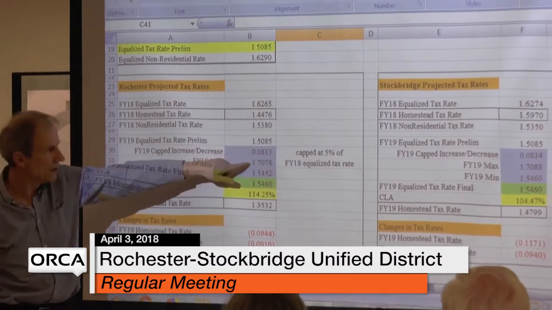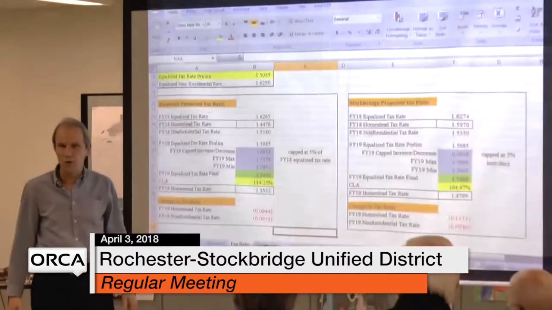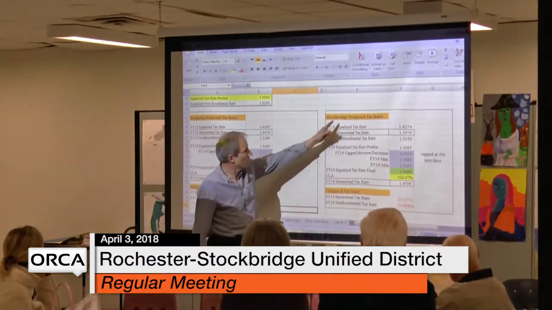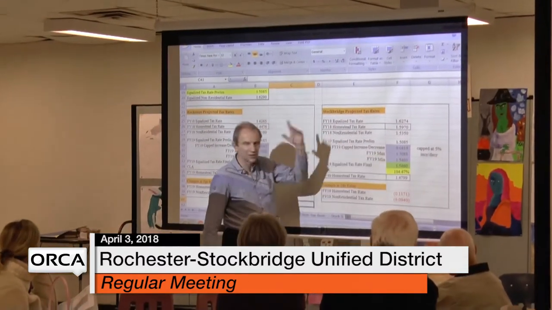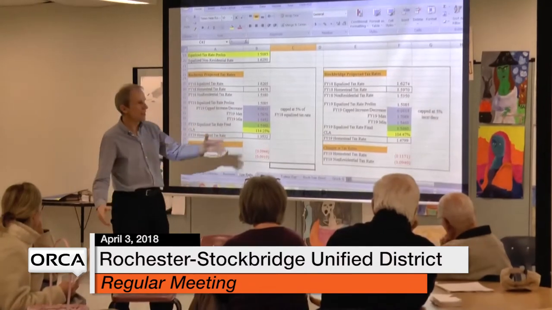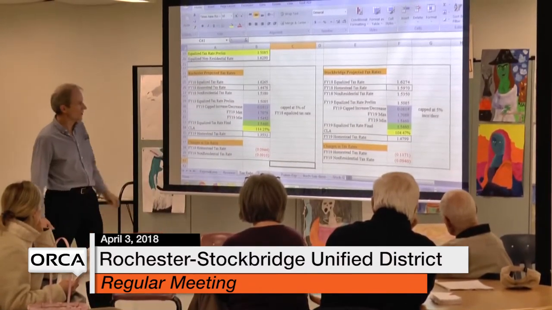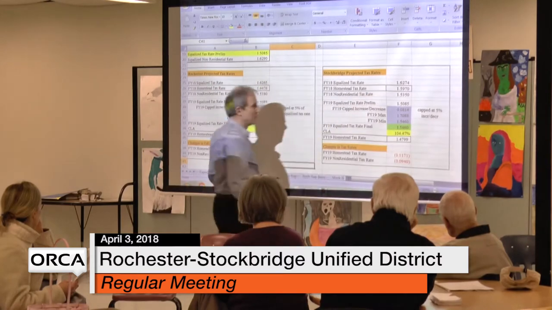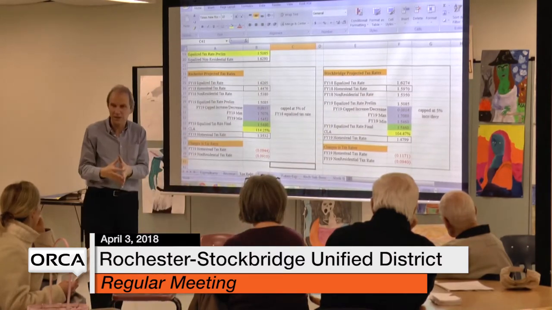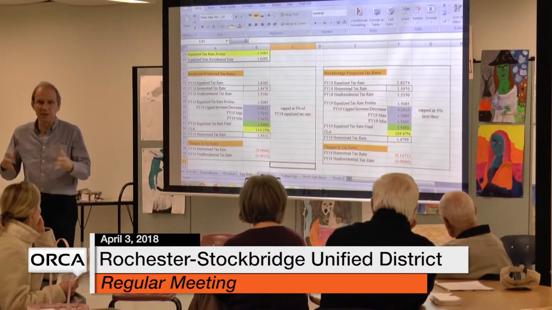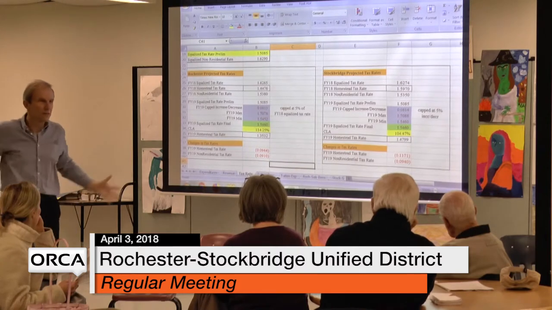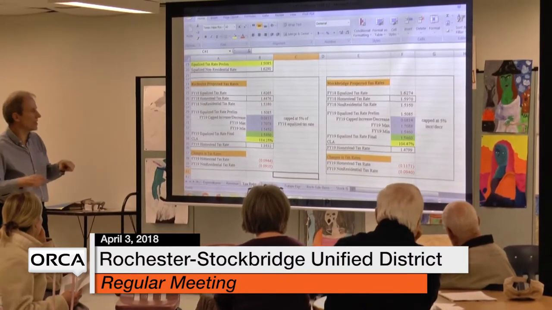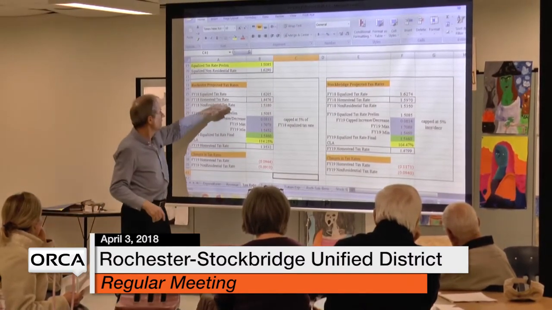So it must be between $1.70 and $1.54. For Rochester and for Stockbridge, between $1.70, it's the same because we have the same equalized tax rate, very similar tax rates. Last year they were not the same. This year they will be the same because we are a unified district. FY19, one of the things of being a unified district is that every member of that district gets the same tax rate. Every town gets the same equalized tax rate.